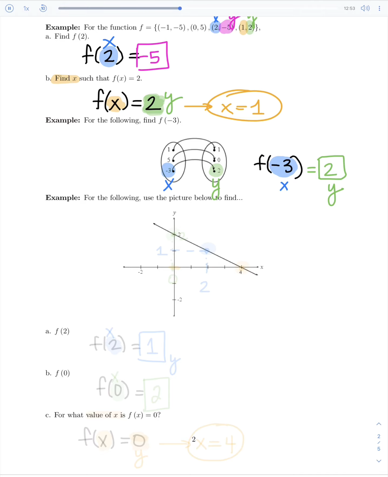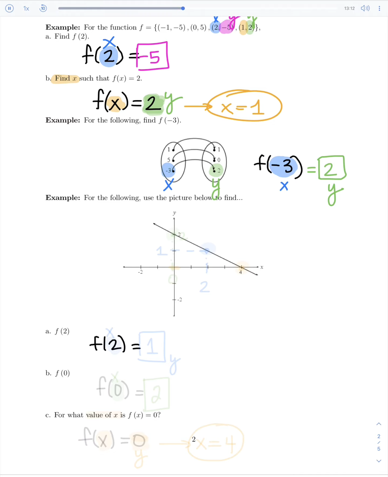And this doesn't have to be a diagram. They don't have to give us a bunch of points. They don't have to give us a function. We can still do this with just a graph, is what this next example wants us to realize. That we can still do the same thing. We can find things like f of 2 using a picture.